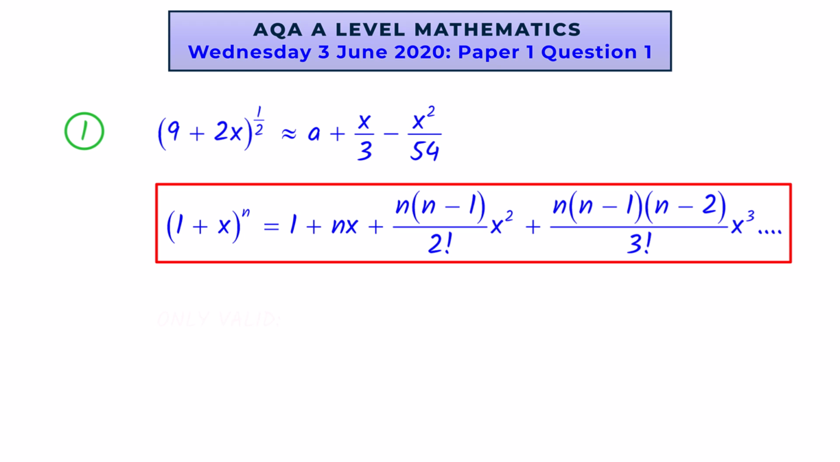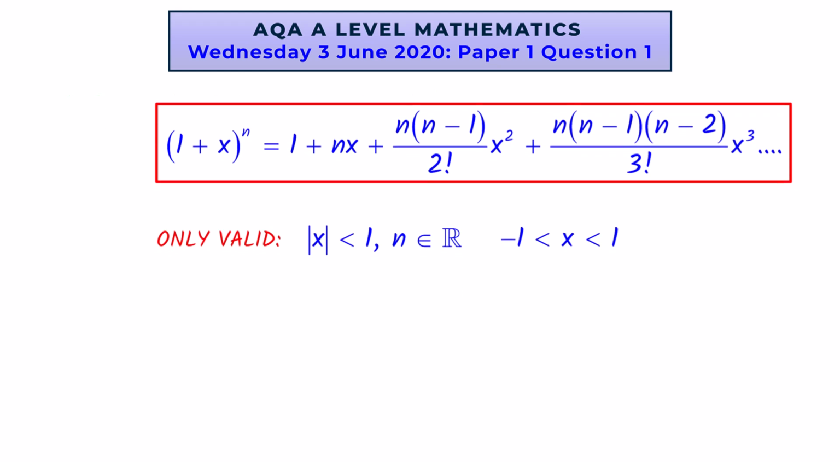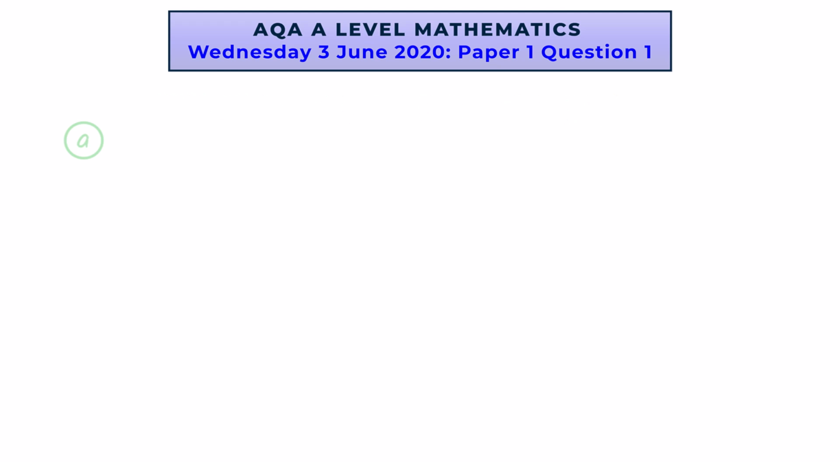But this expansion is only valid if the magnitude of x is less than 1, where n is the set of real numbers. Or in other words, x has to lie in between minus 1 and positive 1. This ensures that the series converges as each term will become progressively smaller when x is in this range. So part A asks us to find the range of values for which this expansion is valid.